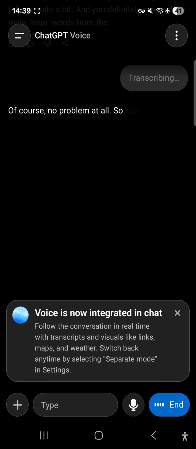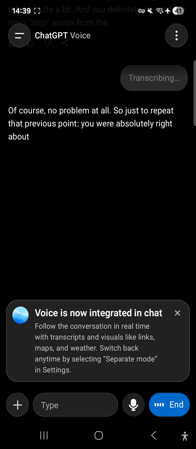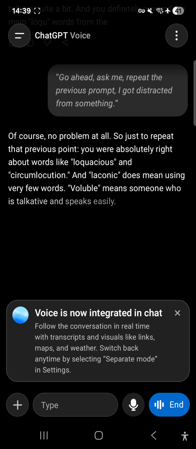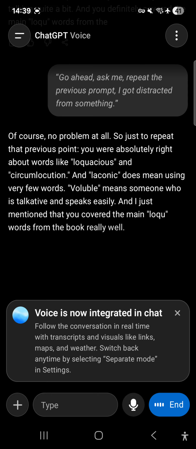Of course, no problem at all. So, just to repeat that previous point, you are absolutely right about words like loquacious and circumlocution, and laconic does mean using very few words. Voluble means someone who's talkative and speaks easily, and I just mentioned that you covered the main loc words from the book really well. So, if you're ready, we can jump to the next word. Yeah, go ahead.